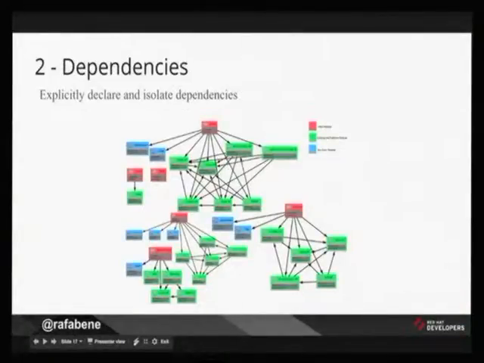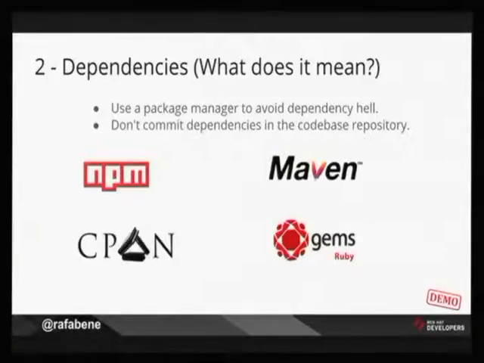The second factor is about dependencies. It says that you should explicitly declare and isolate dependencies. But what does it mean in fact? It means, for example, if you are a Java developer, you should not store your jar file inside the repository. If you are a Node.js developer, you will not store your NPM package inside the repository. Instead, most modern languages, like Perl, which has CPAN, Ruby, which has gems, allow you to easily declare. You have a file where you declare your dependencies and the version. You don't need to store the dependencies in your Git repo.